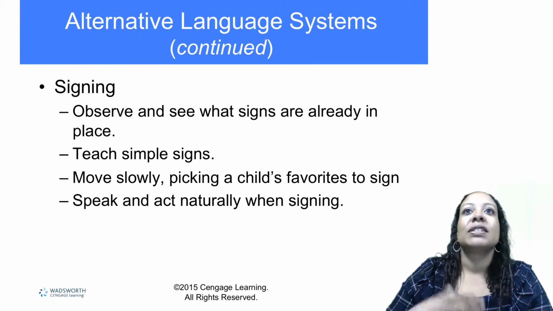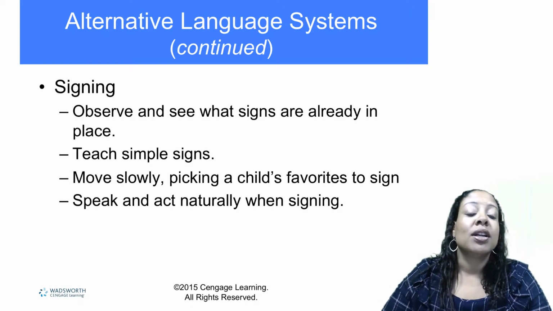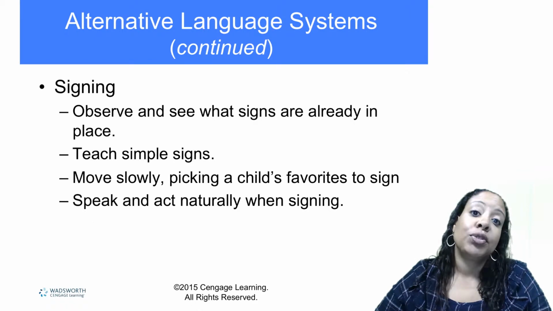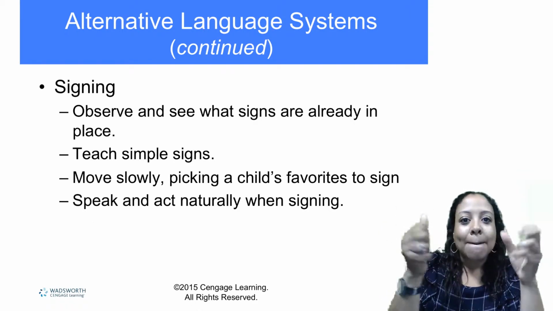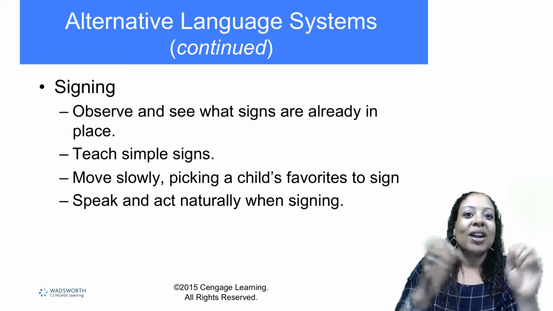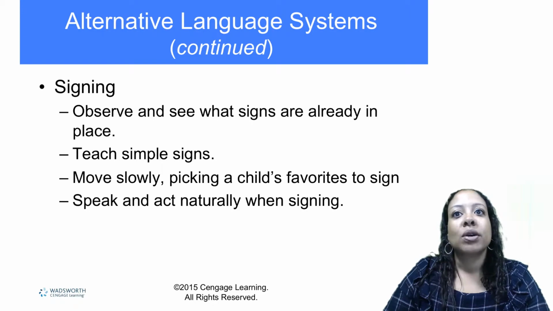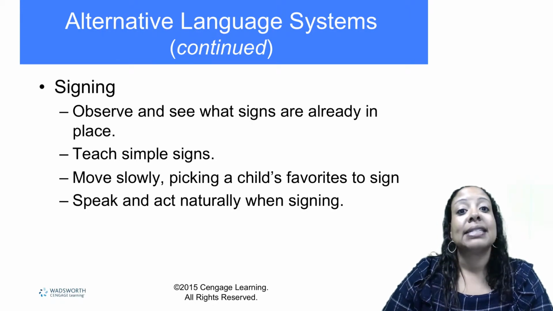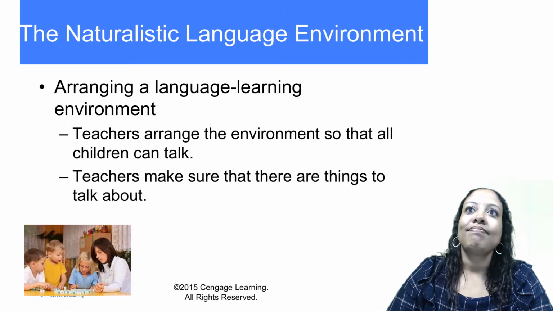Signing. Observe and see what signs are already in place. Teach simple signs. A lot of children who maybe have parents who expose their children to baby sign language, for example, know things like more, milk, right? All done. So teaching simple signs. Move slowly, picking a child's favorites to sign. Speak and act naturally when signing.